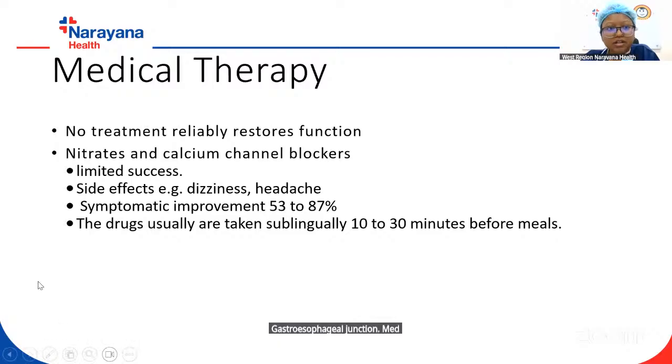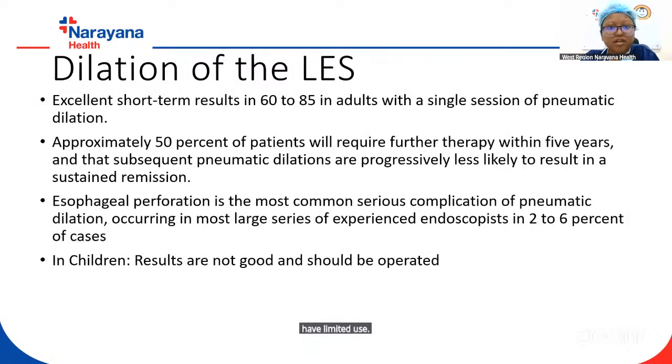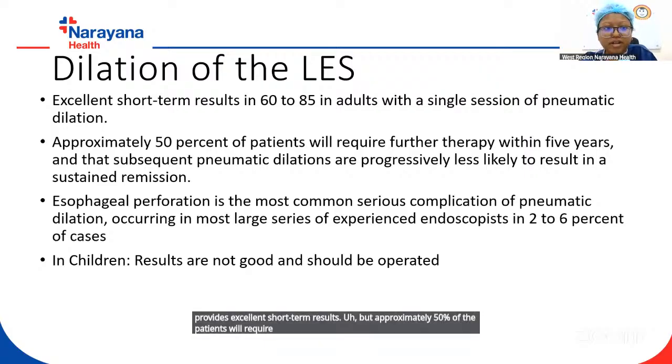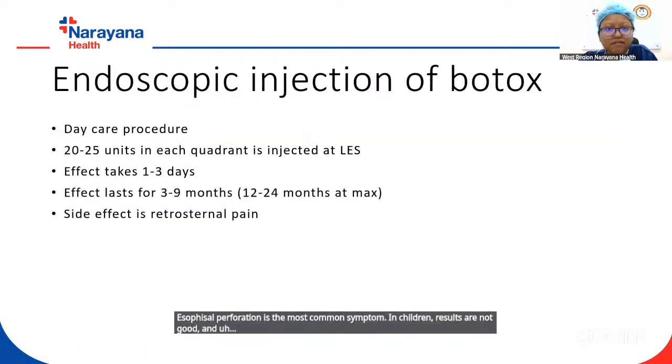Medical therapy, calcium channel blockers and nitrates, have limited use because of their side effects. Dilatation of the lower esophageal sphincter provides excellent short-term results, but approximately 50% of the patients will require further therapy within 5 years. Esophageal perforation is the most common complication. In children, results are not good, and surgery is always advised.